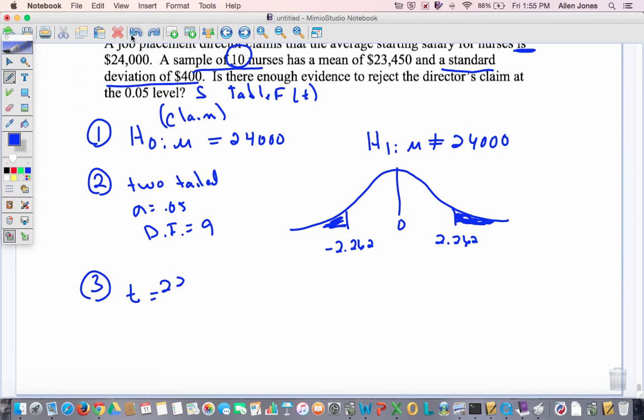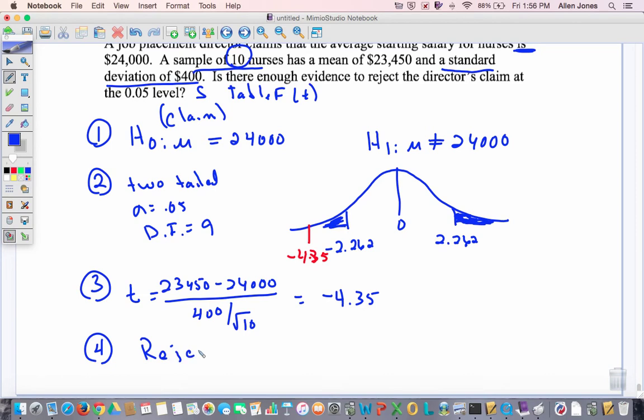Our sample mean, 23,450, minus our population mean of 24,000. Our standard deviation is 400, and our sample size was 10. That calculation gets us a test score of negative 4.35. Negative 4.35 is going to be well out here to the left of negative 2.262, which is going to tell us once again to reject the null. Again, we shaded based on the alternative hypothesis. Our test score lies in the shaded area.